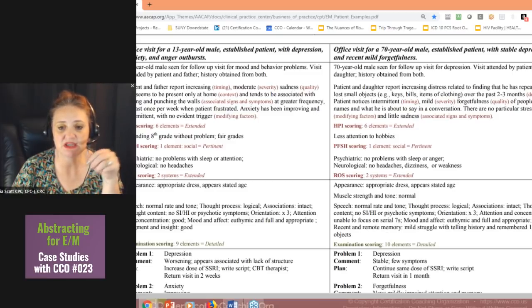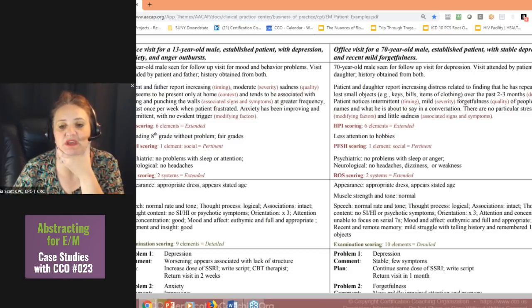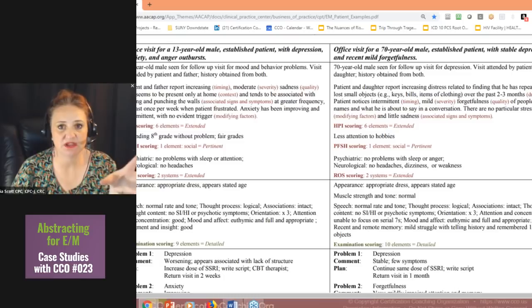Now, let's look at some of those key words. Speech, normal, okay? Normal rate and tone. We've seen that in some of the others. That's common; obviously this provider likes to document that way. Thought process, logical. Okay, that's an interesting way to say that. Associations, intact. Thought content, okay, in other words, they're not thinking about suicide or having psychotic symptoms. Orientation, times 3.